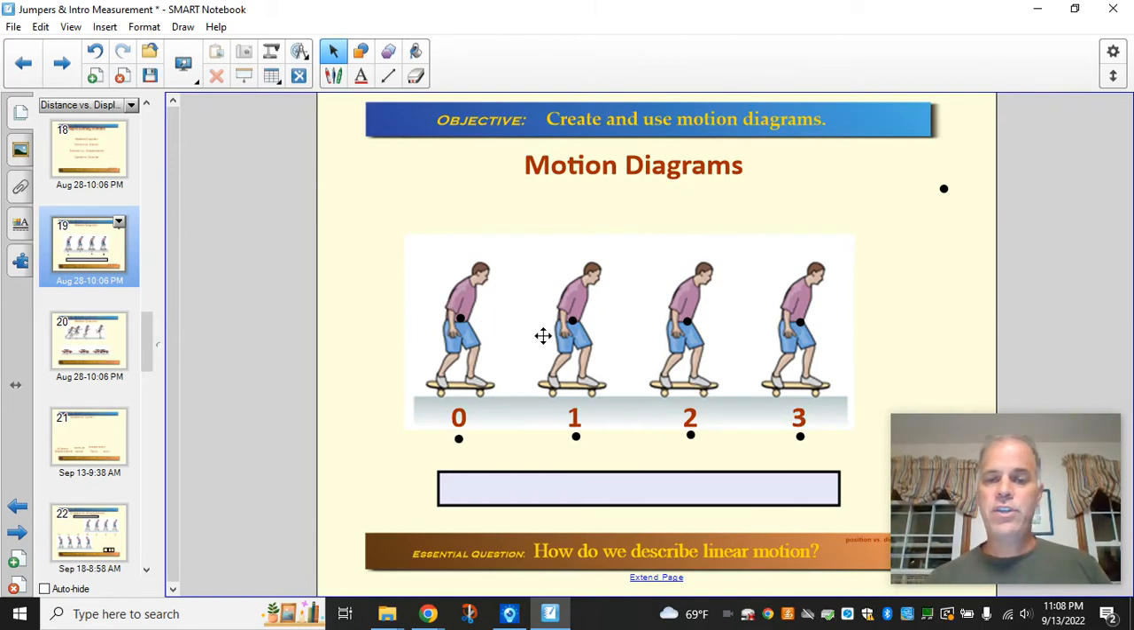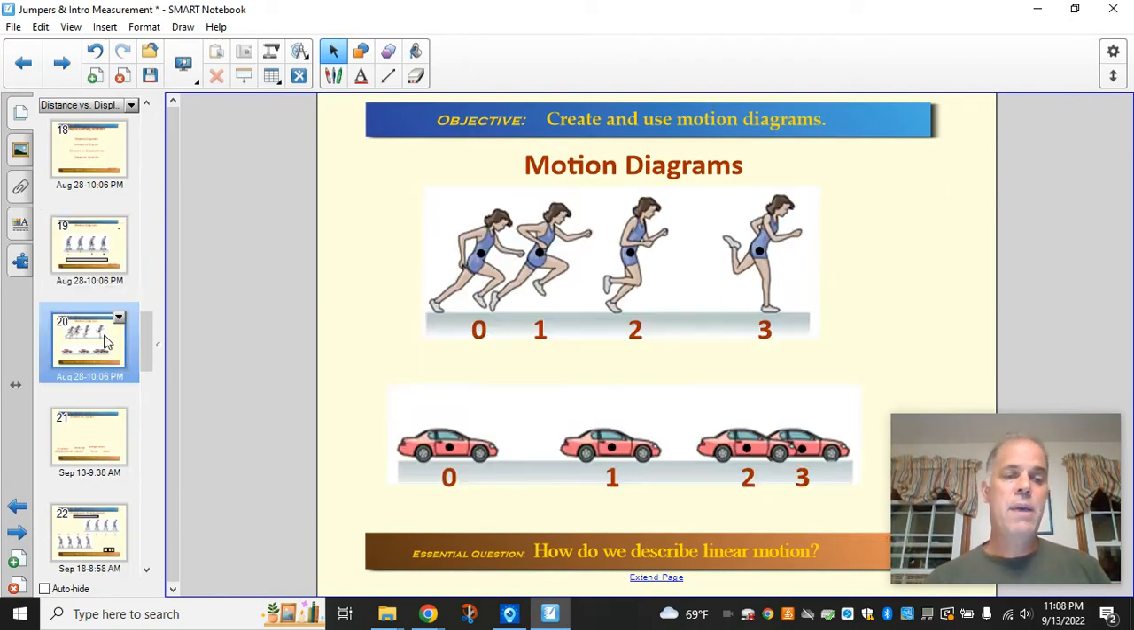Now they're not always as simple as this. This is clearly a guy that's just rolling along at constant speed because he goes the same distance in each amount of time. But you can have more interesting ones, like this girl is going faster and faster. She's speeding up as she goes to the right, and you can tell that because the particles get farther and farther apart as the time intervals pass. And it's always the same time interval. So clearly she's going faster as she goes along here.